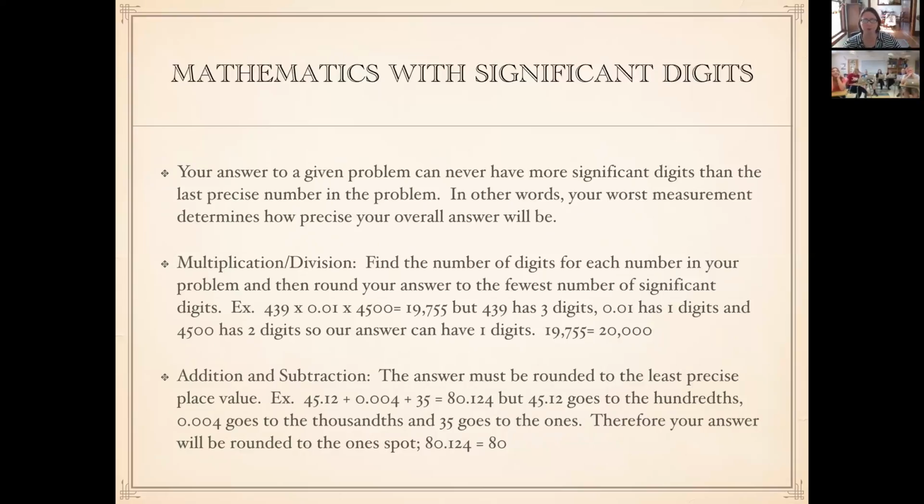So we have 2 sets of rules. We have the rules for multiplication and division, and the rules for addition and subtraction. For multiplication and division, you figure out the number of digits in each of your numbers in the problem, and then you round to the fewest number of significant digits. Most people feel this is easier. So for example, if we have 439 times 0.01 times 4,500, what you get as an answer is 19,755. 439 has 3 digits, 0.01 has 1 digit, 4500 has 2. So our answer can only have one significant digit. That means 19,755 becomes 20,000.